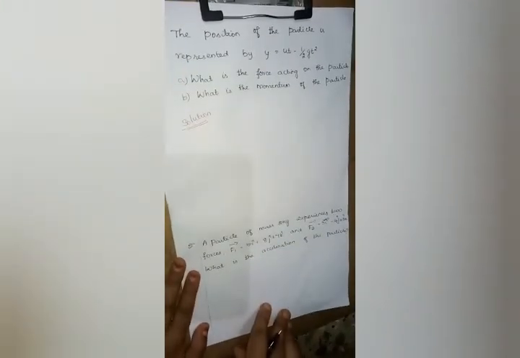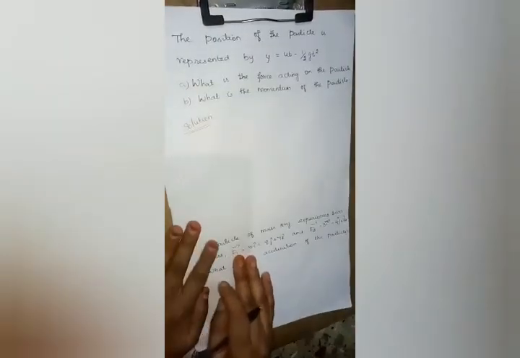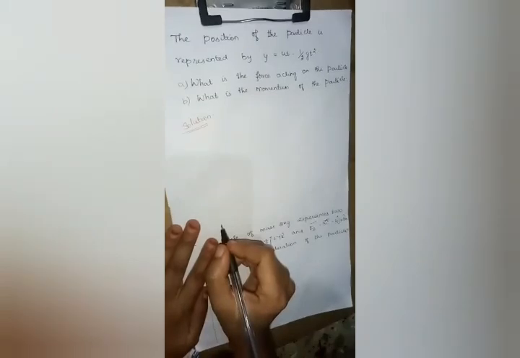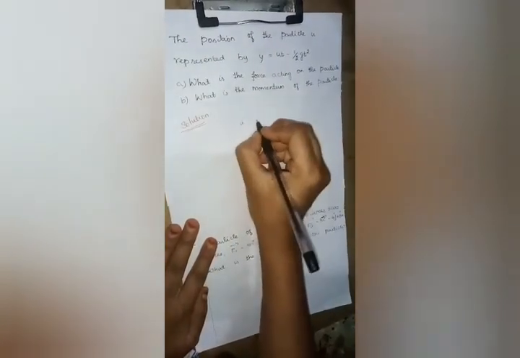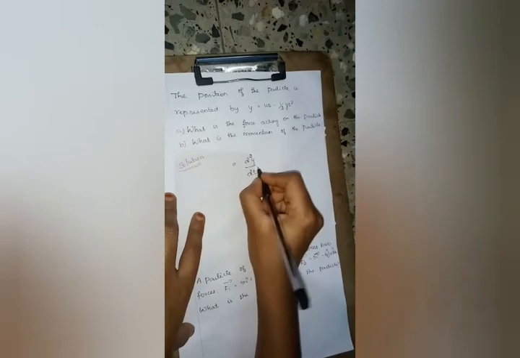The next problem: the position of the particle is represented by y is equal to ut minus 1 by 2 gt square. Here they are asking us to find the force acting on the particle and the momentum of the particle. To find the force, we need to find the acceleration. We know the formula for acceleration is a is equal to d squared y by dt square.